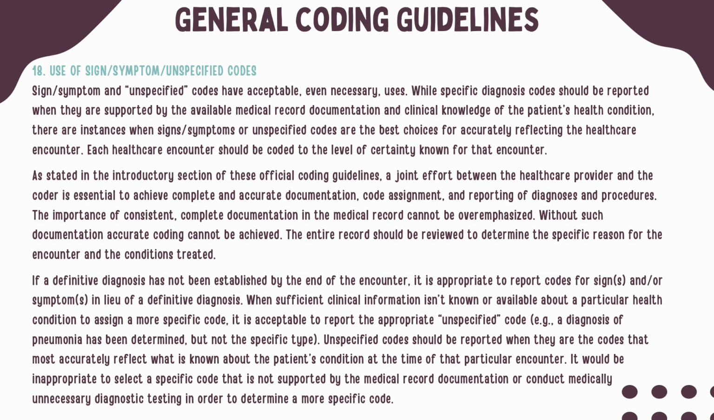While it's important to code to the highest specificity, there will be times where a sign, symptom, or unspecified code should be used. If the medical record documentation supports such a code, you can use those. Make sure to review the entire record to determine the reason for the encounter and the conditions. If a definitive diagnosis has not been established by the end of the encounter, you may assign a code for the sign or symptom. Unspecified codes should only be reported when there are no codes that more accurately reflect what is known about the patient at the time of the encounter.